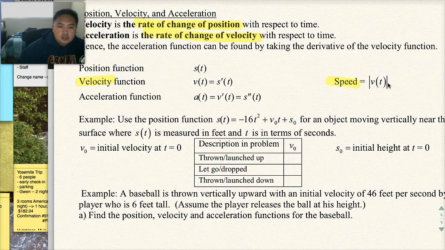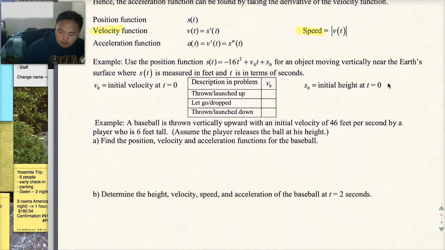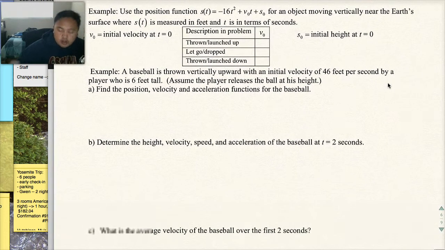Okay, so here's an example. We'll go over more of these in class, but I want to go over an example of these types of problems where calculus and physics are kind of in the same problem. So say, for example, use a position function, this, for an object moving vertically near the Earth's surface, where s is measured in feet and t is in seconds. v0 is the initial velocity. Here's v0. s0 is the initial height. So let's look at the example.